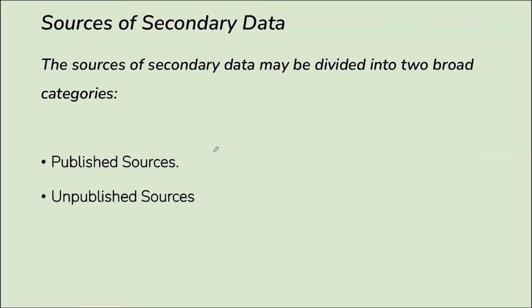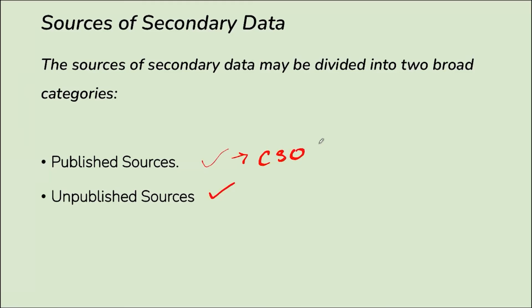Then talking about the sources of data. There are two sources of secondary data. First is the published source, and second is the unpublished source. So what do you mean by published source? There are a number of national and international organizations which collect statistical data, and they publish their findings in statistical reports periodically.